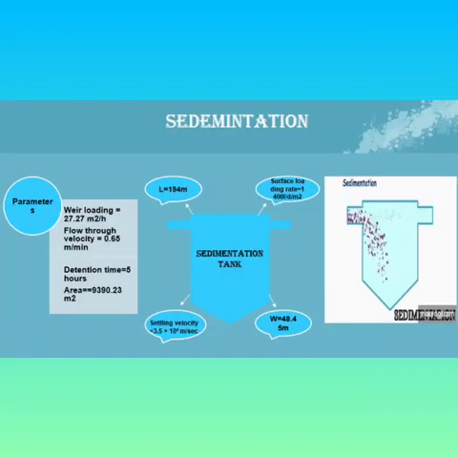Now in the sedimentation process, settling depends upon the size and shape of the particle. Round particles are easily settled as compared to irregularly shaped particles. The sedimentation tank length is 194 meter, the detention time for the sedimentation tank is 5 hours, and the area of the tank is 9390, whereas the surface loading rate is 1400 liters per day per meter.